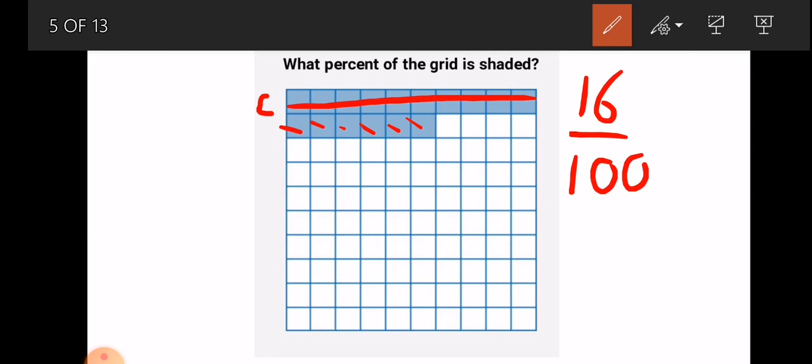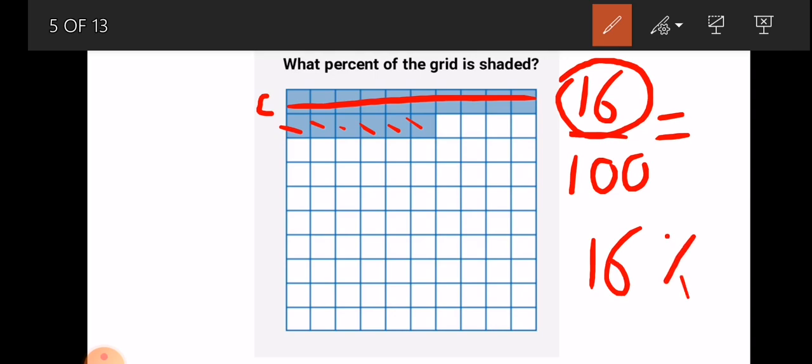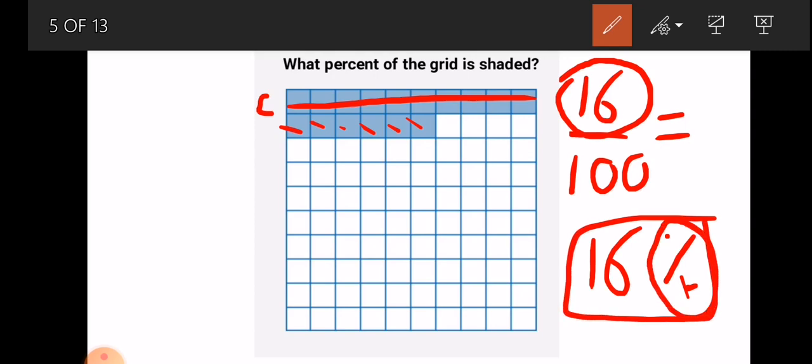This ratio, is it a percent? Yes, it's a percent because I have a denominator of 100. Can I write it in percent form? Yes. What you should do is just take the numerator, which is 16, and put the percent sign beside it, so 16%. So what is the meaning of 16%? Directly when I find the percent symbol, it means 16 out of 100.